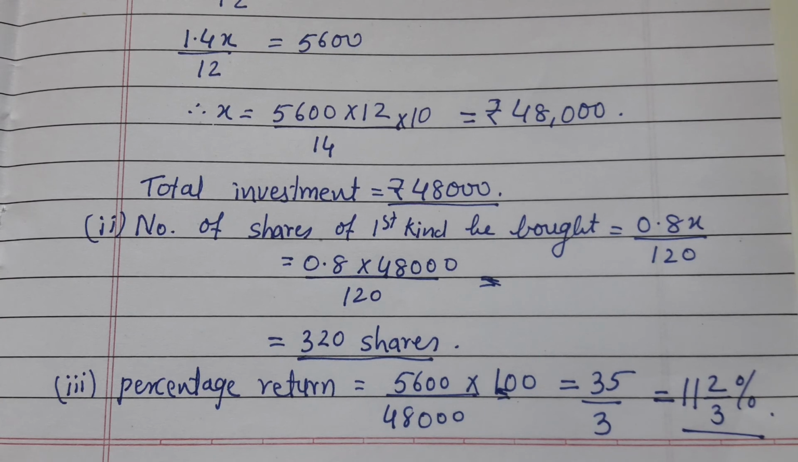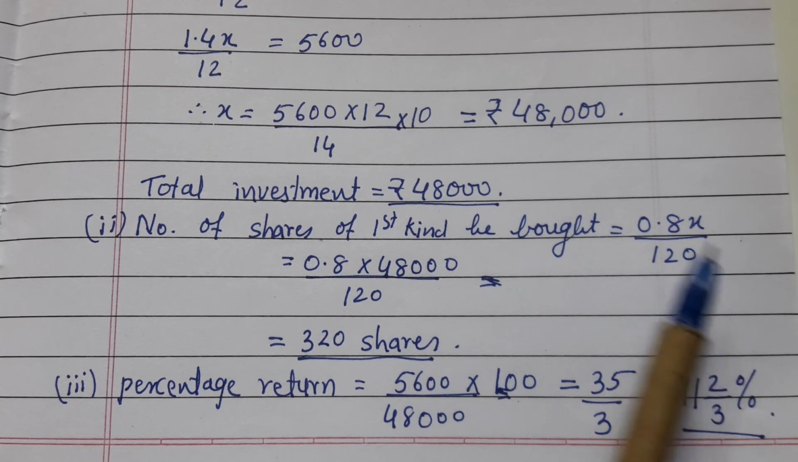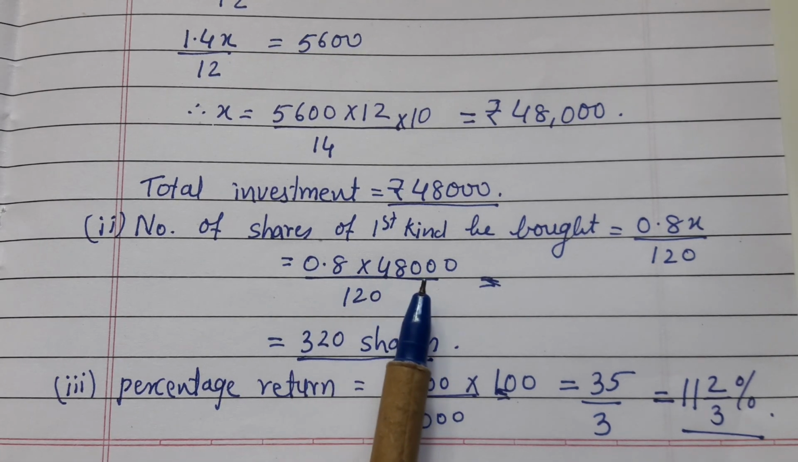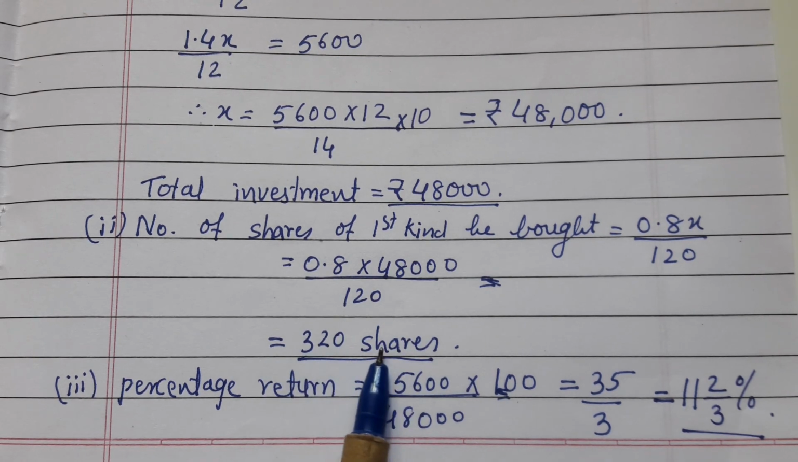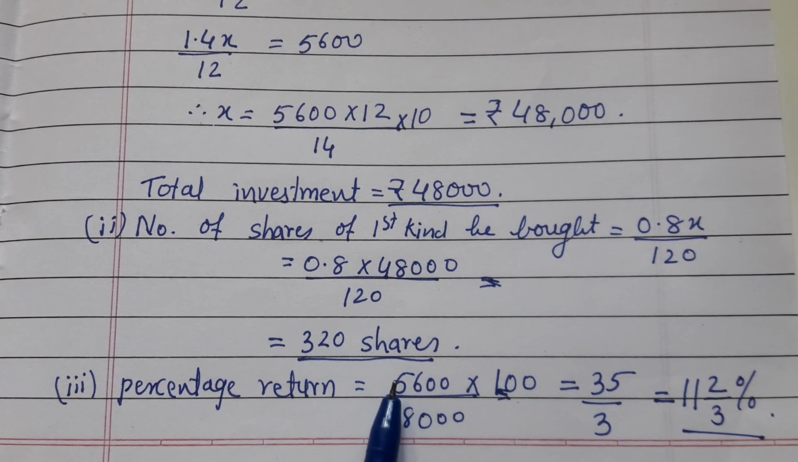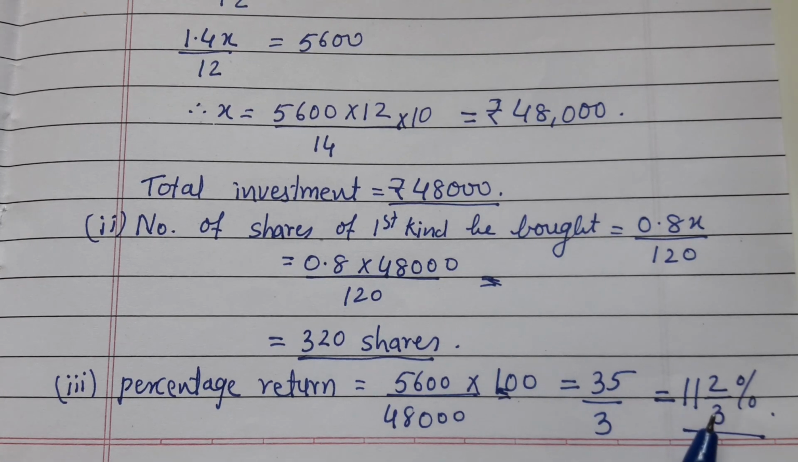Second part, number of shares of first kind he bought, that was 0.8x upon 120. X is 48,000, that is equal to 0.8 into 48,000 upon 120, that is equal to 320 shares. Percentage return is equal to return, that is 5,600 upon investment 48,000 into 100, that is equal to 35 upon 3, equal to 11 2 upon 3%.